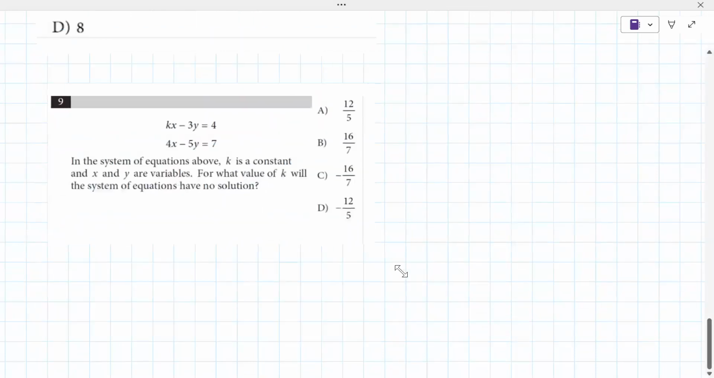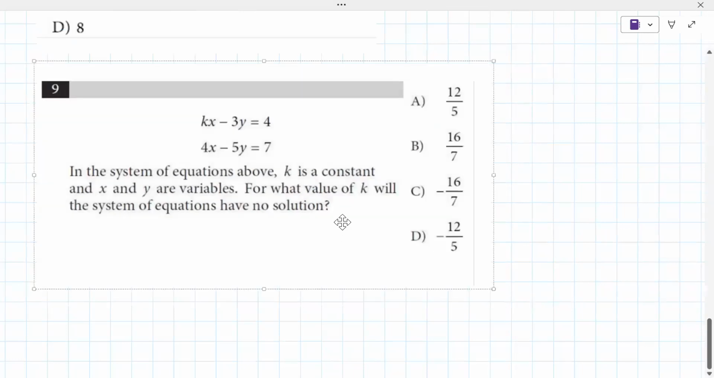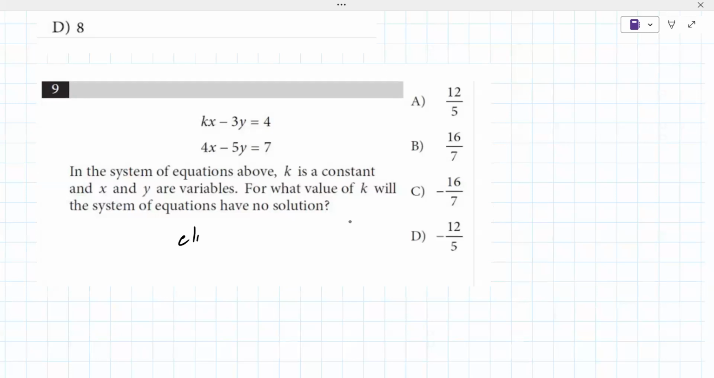So let me just talk you through this one a little bit because we haven't been looking at these very often. It says, for what value of K will the system of equations have no solution? What I would recommend you do here is eliminate Y. And then I think you will see that it worked out. Do you know what I mean by that when I say eliminate Y? Yeah. Okay. All right. Go ahead and give this one a try.